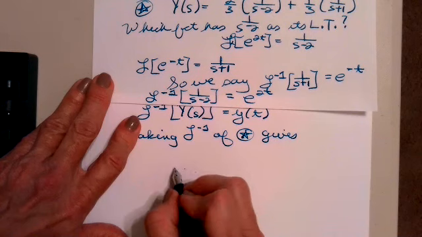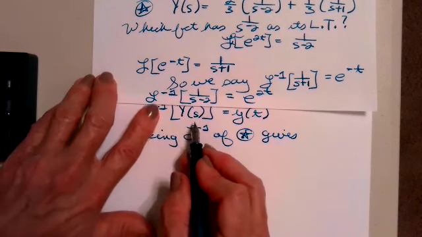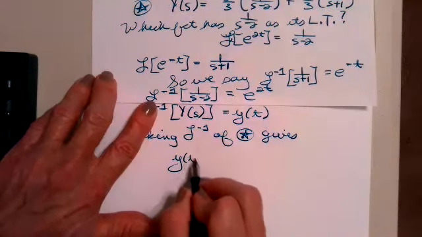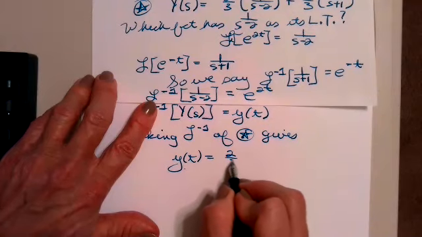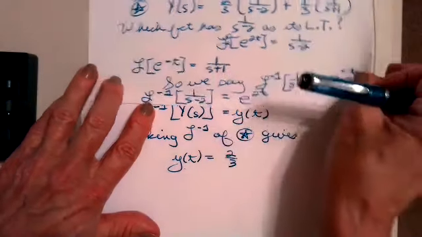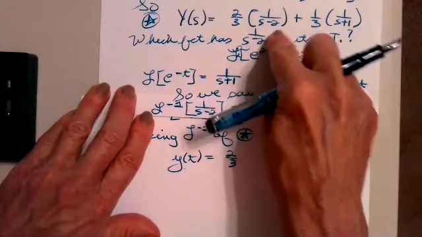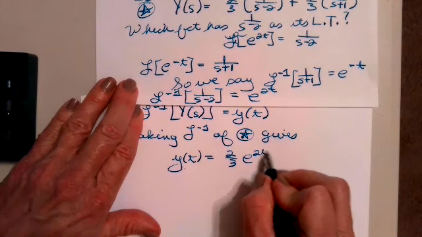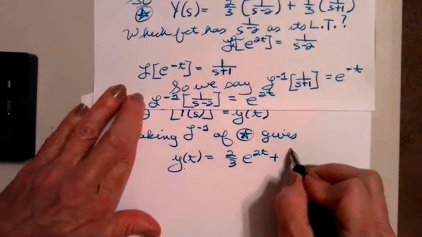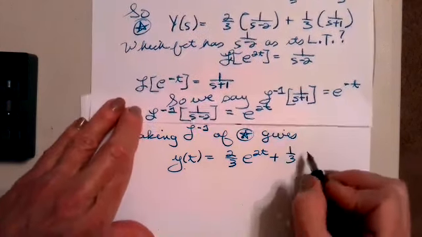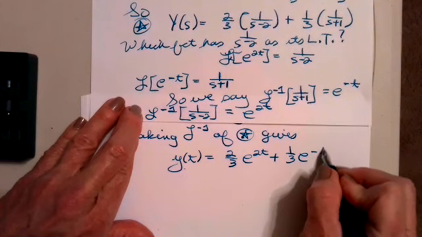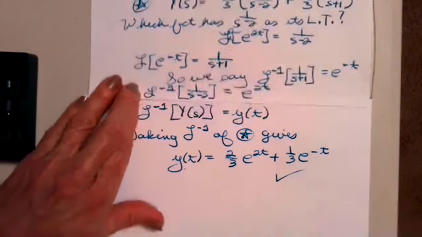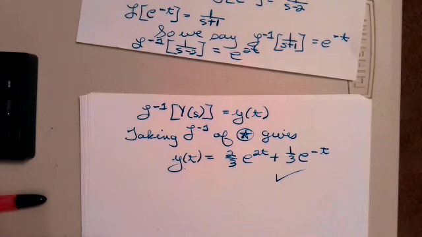that tells us that the inverse Laplace transform of capital Y, which is little y, is equal to 2/3 the inverse Laplace transform of 1 over s minus 2, which is e to the 2t, plus 1/3 the inverse Laplace transform of 1 over s plus 1, which is e to the minus t. And that matches what we found by the other solution, okay?